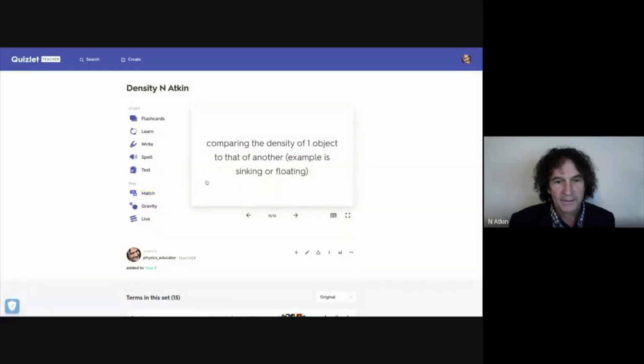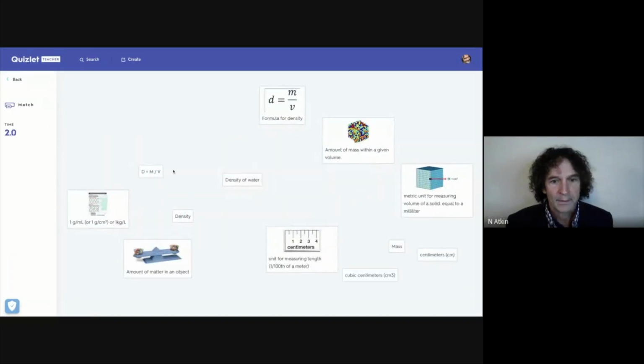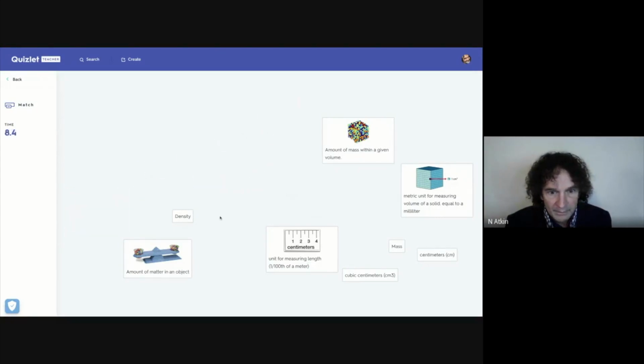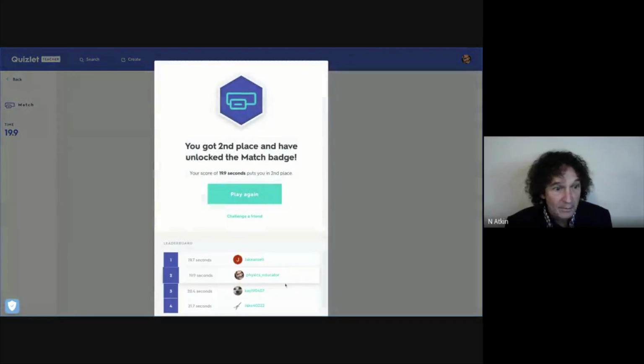I'm going to do a match now. Density of water is 1 gram. The density, mass, amount of matter in an object, cubic centimeters, unit for there, centimeters for here, and density for there.